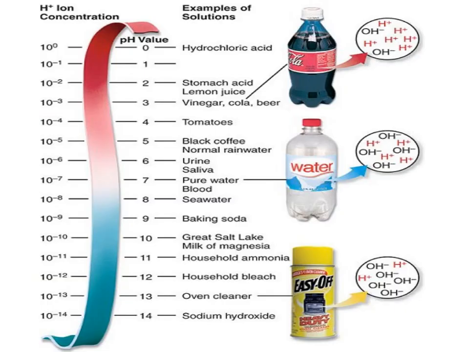This is a list of some common household substances and their corresponding pH value so that you can determine which substances are acidic, basic, or neutral. Notice that pure water is neutral, typical rainwater is slightly acidic, and cola is even more acidic with a pH value of 3. This concludes Unit 2A.